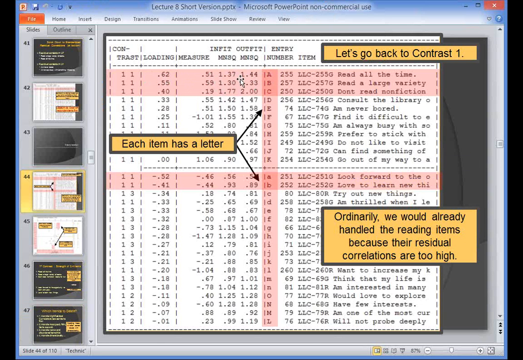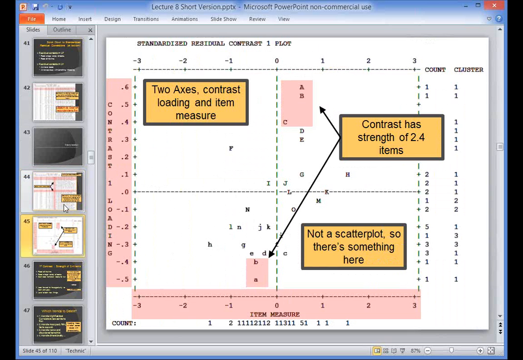Okay? In other cases, it's not so clear. The fit of the items may be okay, and you have to look at the empirical item categories and let that make your decision. All right?